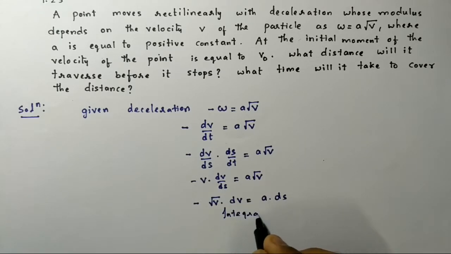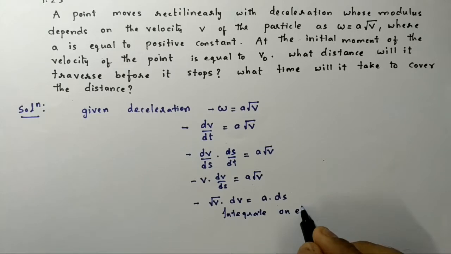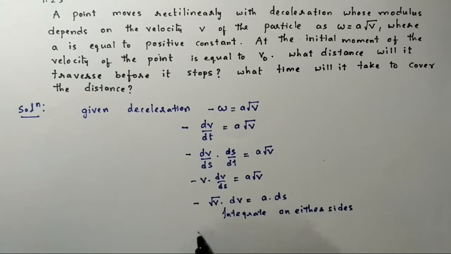Integrate on either sides. Integration of root v into dv is equal to a, and I am not doing integration on a because that is a constant, times integration of 1 into ds. We know integration of under root v gives rise to minus v power 1 by 2 plus 1, divided by 1 by 2 plus 1, that is equal to a into s.